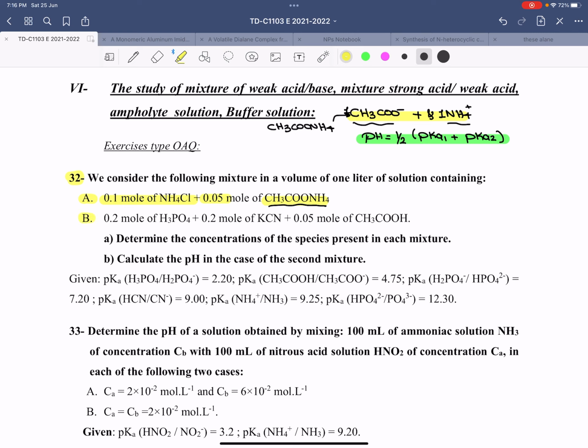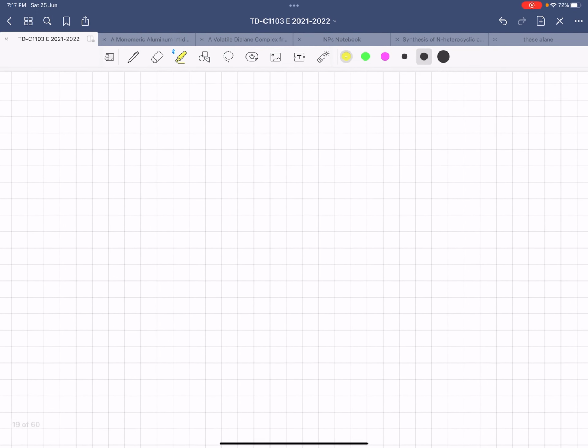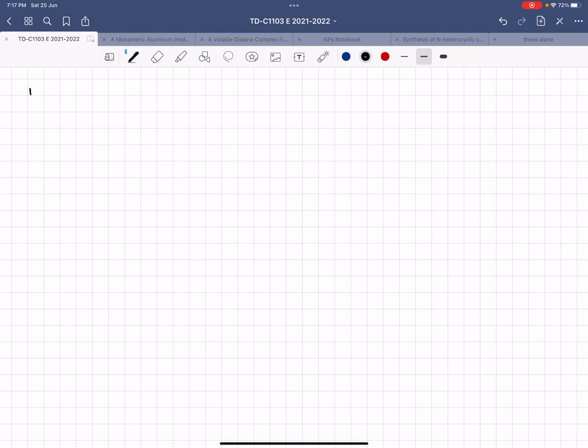In part B, you have 0.2 molar of H3PO4. You have 0.2 mole of KCN in 1 liter, plus 0.05 mole of CH3COOH. You have to determine first the reaction that's taking place, then the concentrations, and then the pH of the system. So you start by putting all your species on the pKa axis. Let's start with part B.